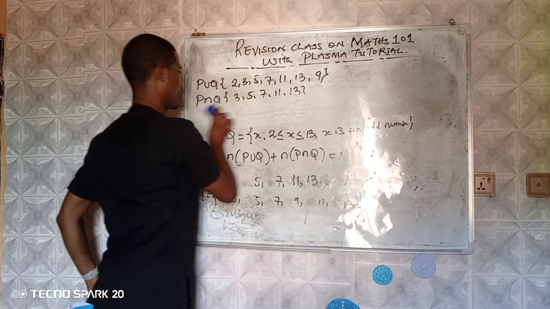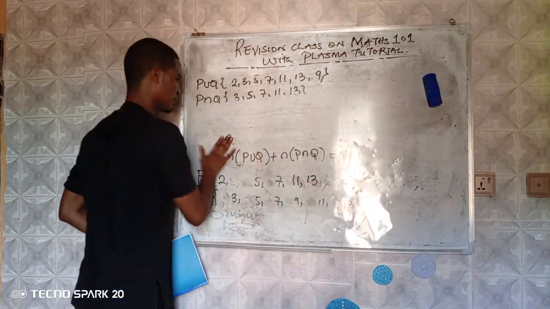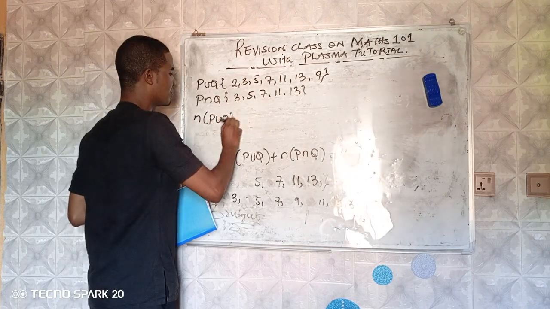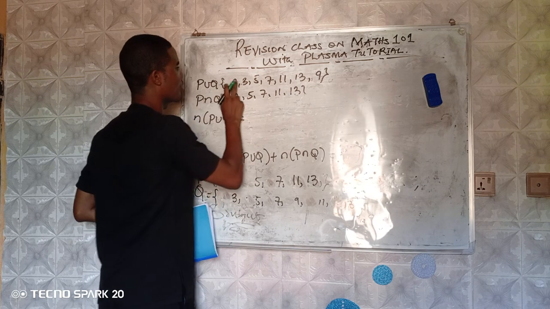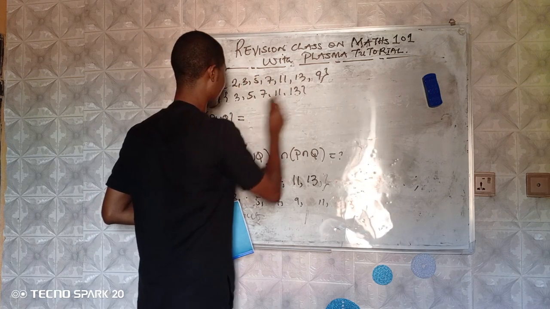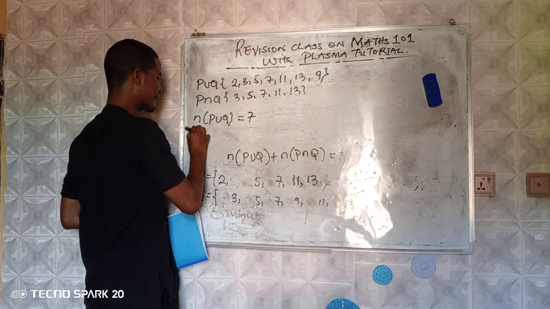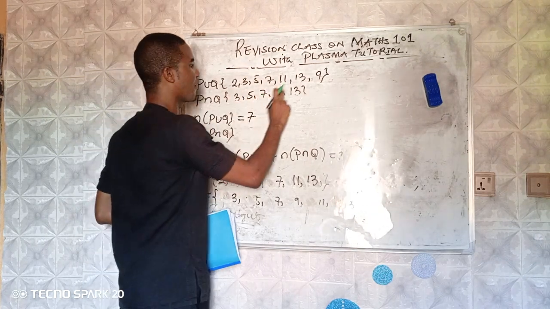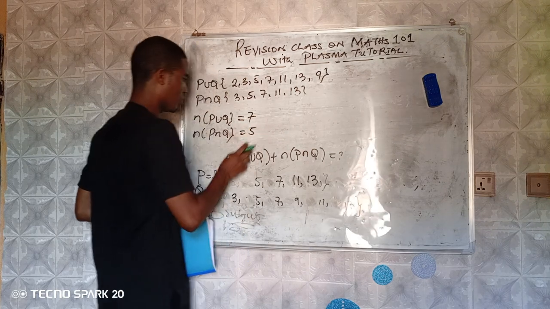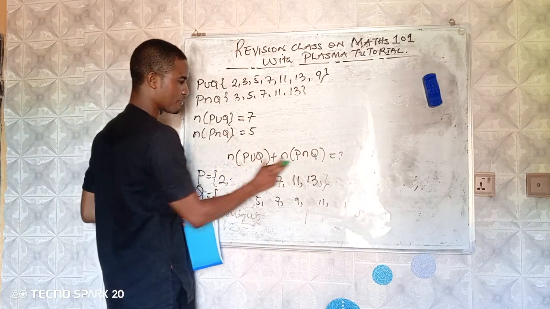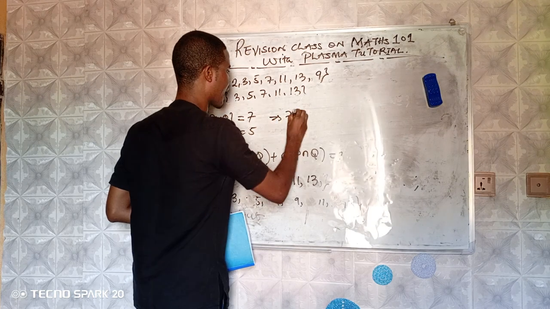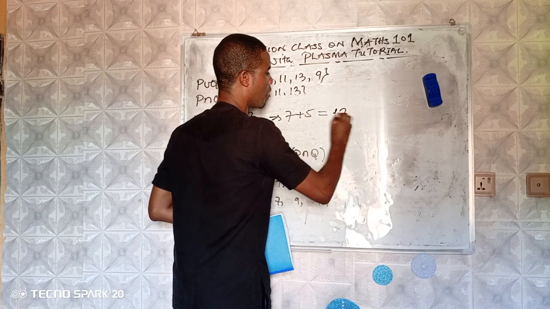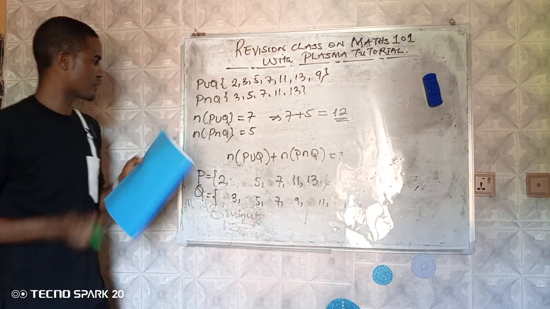Then, solving properly now, what is the cardinality of P union Q? Cardinality of P union Q, 1, 2, 3, 4, 5, 6, 7, is 7. What of the cardinality of P intersect Q? 1, 2, 3, 4, 5, is 5. So this plus this will give us 7 plus 5, which is 12. So the answer to that question is 12.